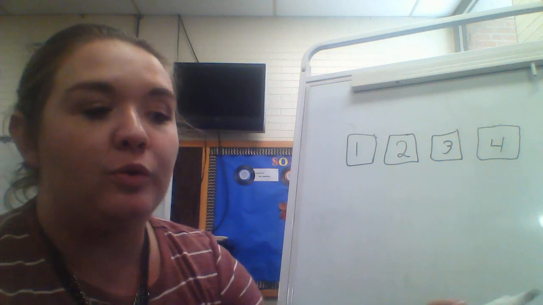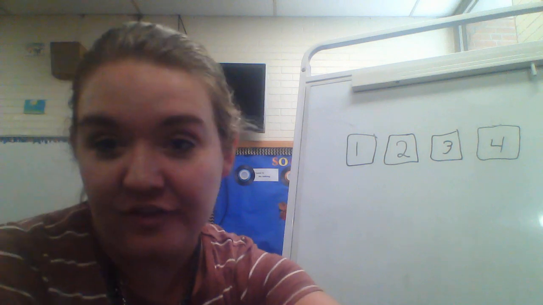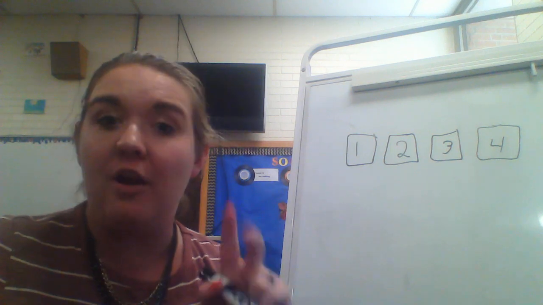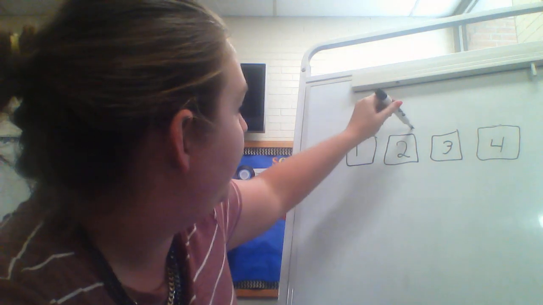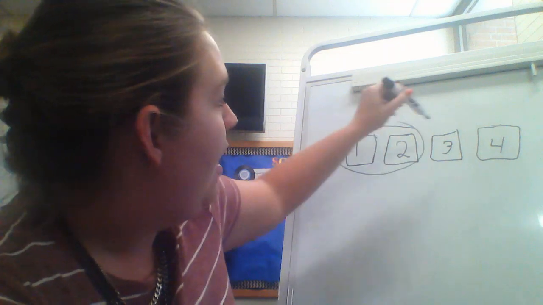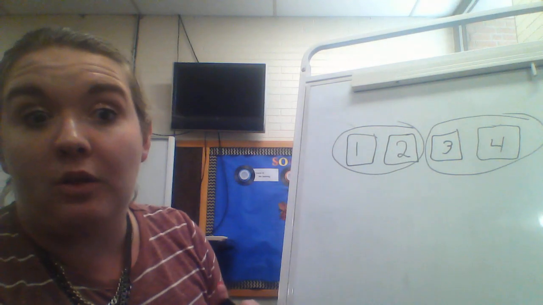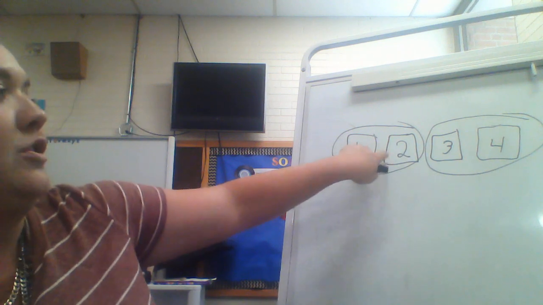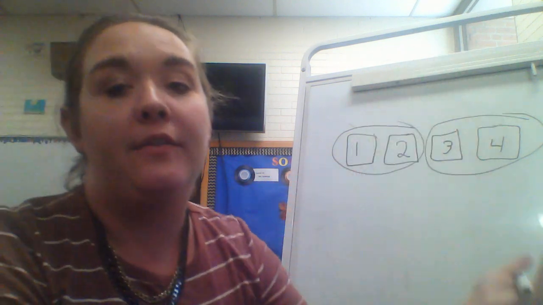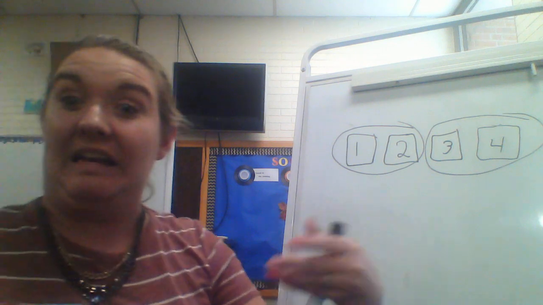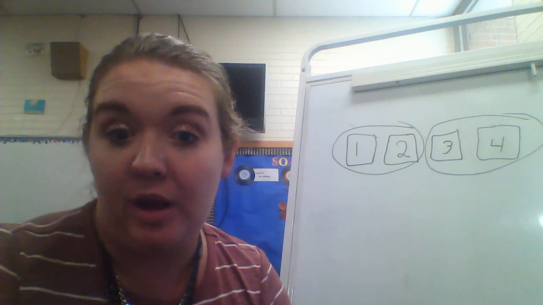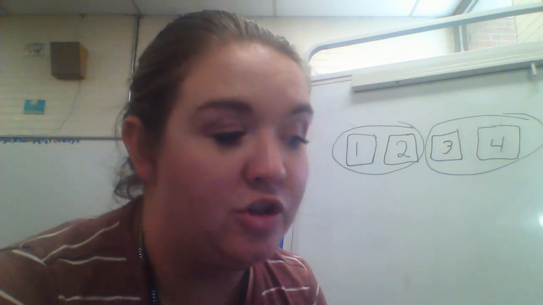Then they want you to loop pairs of jars. And we just talked about a pair. A pair is 2. So you're going to loop these 2 jars. And then you're going to loop these 2 jars. And you're going to keep going through the whole thing. So 1, 2 is a pair, 3, 4, 5, 6, 7, 8, 9, 10, and so on, okay? So those are your pairs of jars.